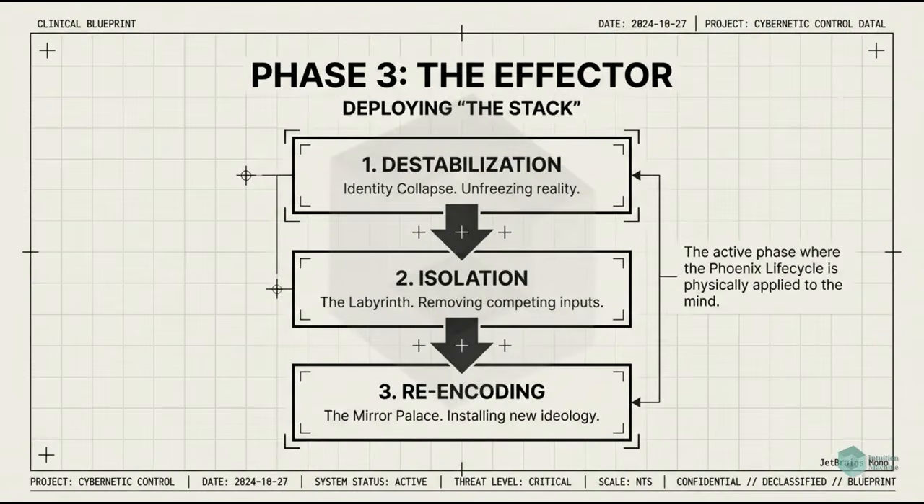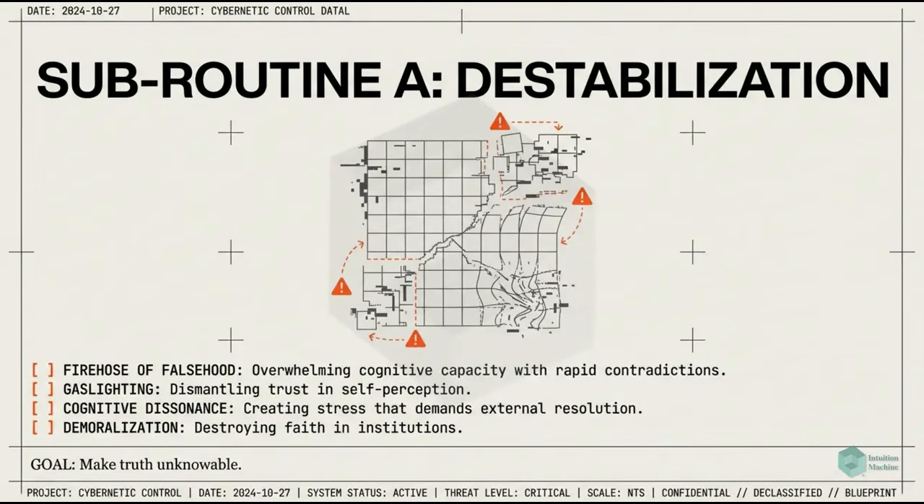Phase 3, the effector, Part A, destabilization. Now comes the rewiring. First step, destroy your confidence in your own perception. A person who trusts what they see is hard to control. A person who doubts everything they see will grab onto anything that promises certainty. How destabilization works: fire hose of falsehood. So much information, you can't verify it all. Gaslighting. Your internal signals become unreliable.